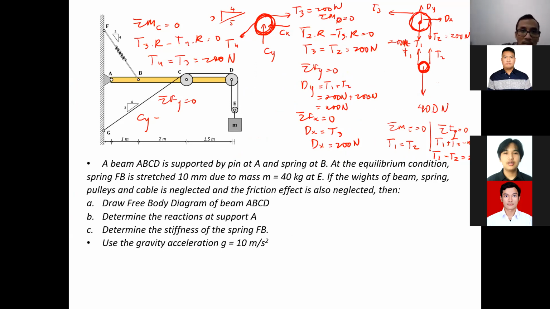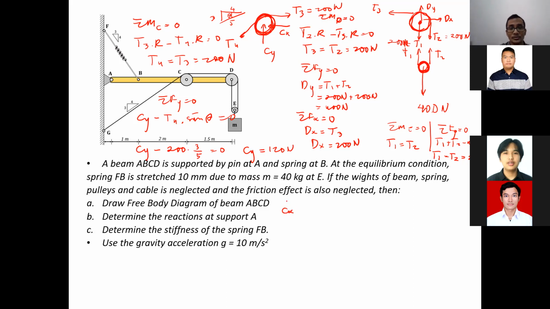So Cy minus T4 sine theta, if this one is theta. Sine theta is 3/5, equal to 0. So Cy minus 200 multiplied by 3/5 equals 0. So Cy is equal to 120. Now Cx, the last one.